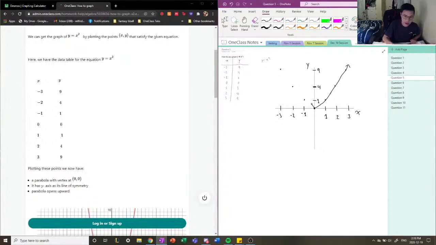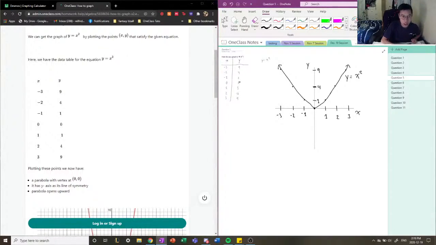Okay, let me just try to connect these dots. Cool. So this is y equals x squared. As you see here, since we had some testing points, we can extrapolate what the next points are going to be. So if we plugged in 4, it's going to be 16. If we plugged in -4, it's going to be 16. So we see that it's a symmetrical function, right?